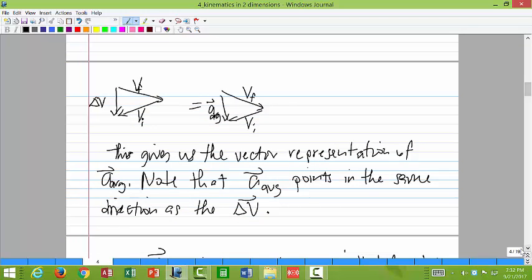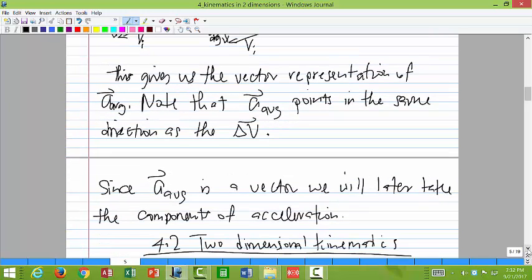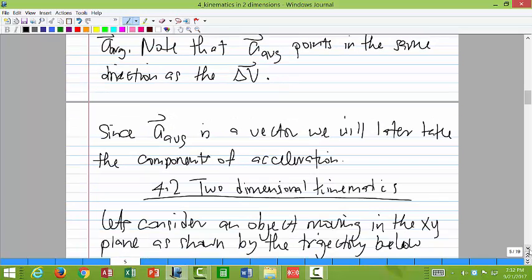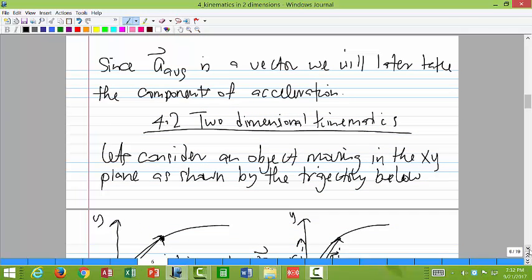So what we have here is a vector representation of average acceleration. Since a average is a vector, we will later take the components of acceleration, so we can break acceleration into the x component and the y component. And we will do that in section 2 of section 4.2, which is 2-dimensional kinematics.